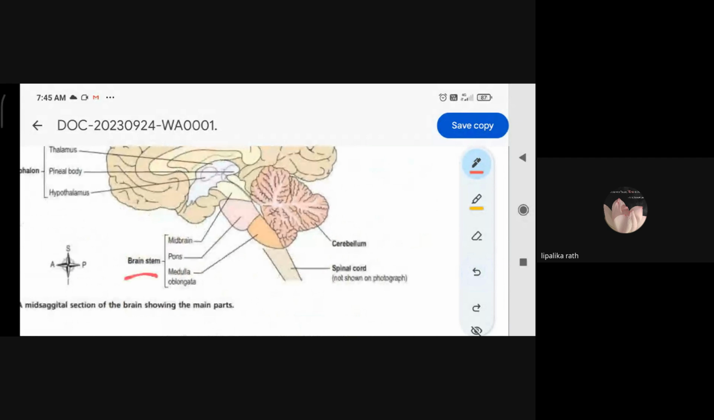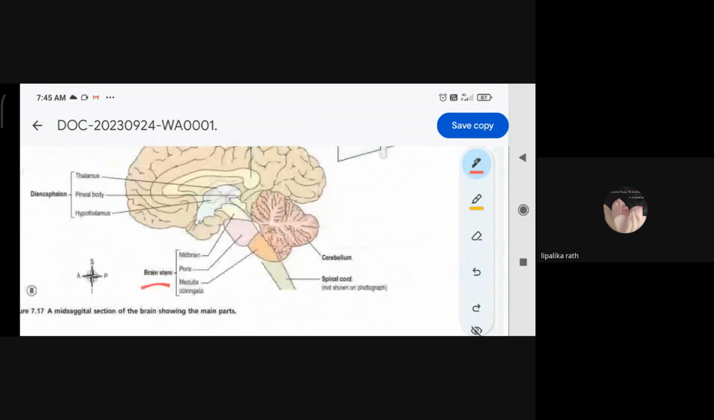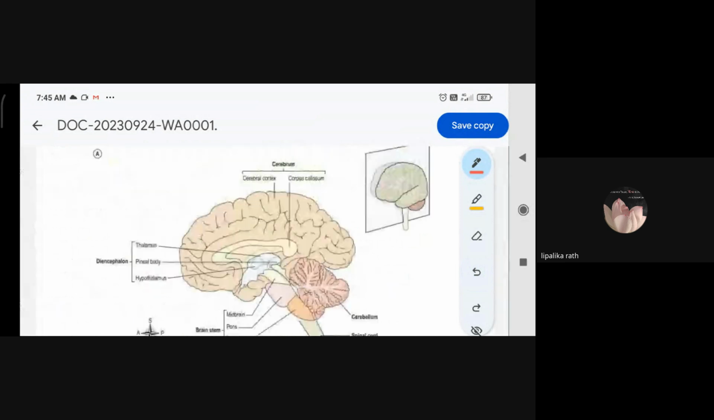It is located here, and what is the brain stem containing? Brain stem is containing midbrain, pons, medulla oblongata, and it is well labeled. You can see which portion is known as midbrain, which portion is known as pons, and which portion is known as medulla oblongata. And here, this portion is known as the corpus callosum. You can see the corpus callosum, and the cerebrum is including the corpus callosum.